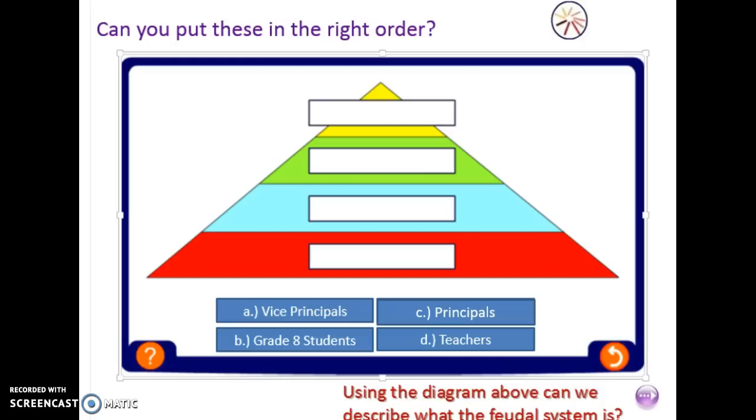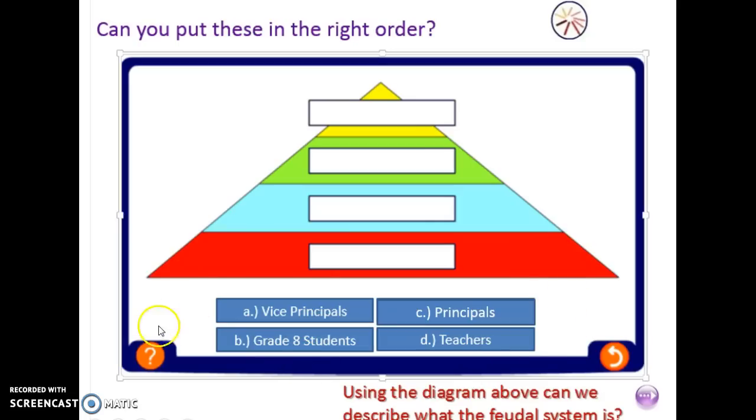All right, I like this question. Can you put these in the right order? So you right now are looking at a triangle that is actually quite similar to the hierarchy that we looked at in ancient Egypt. So we have like a pyramid. Someone belongs at the top, someone belongs in the middle, and someone belongs at the bottom.